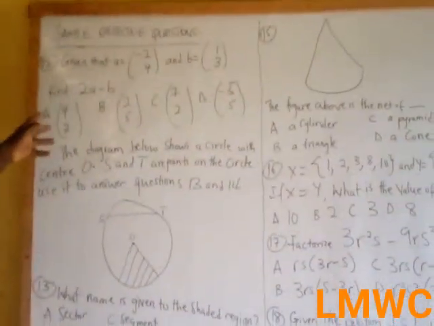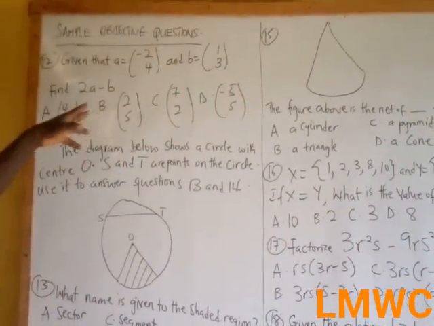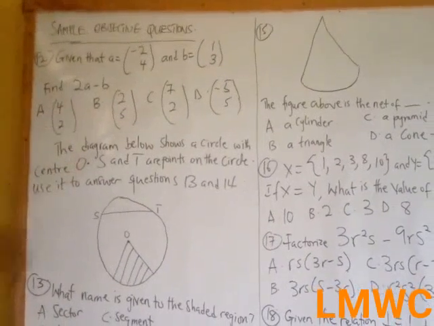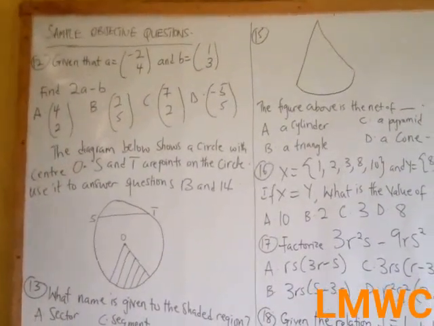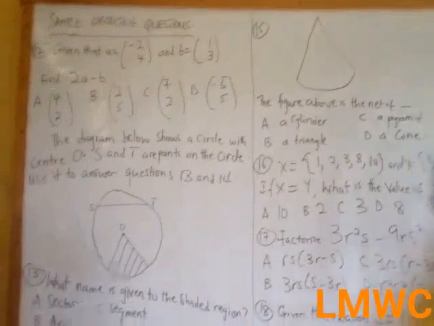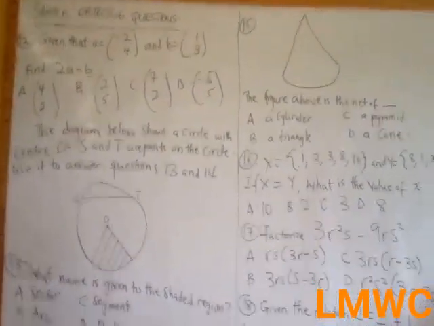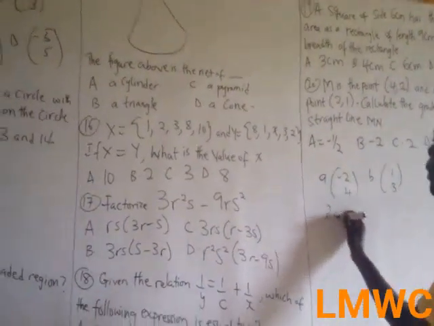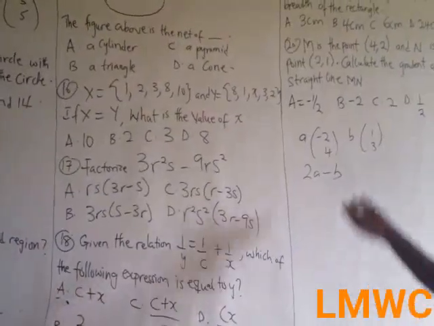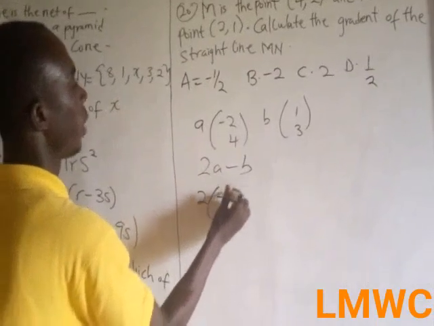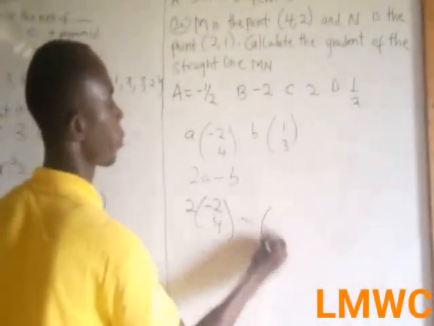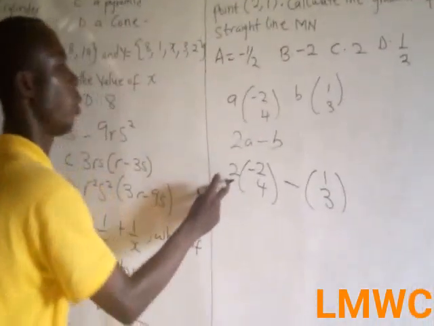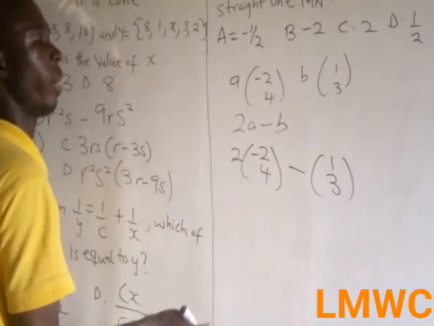Now question 12. This question is on vectors. Given that A is equal to -2, 4 and B is equal to 1, 3. So A, -2, 4 and we have B as 1, 3. You have been asked to find 2A minus B. This is subtraction of vectors. We have 2, -2, 4 minus 1, 3. And this number will multiply all the numbers in the brackets.